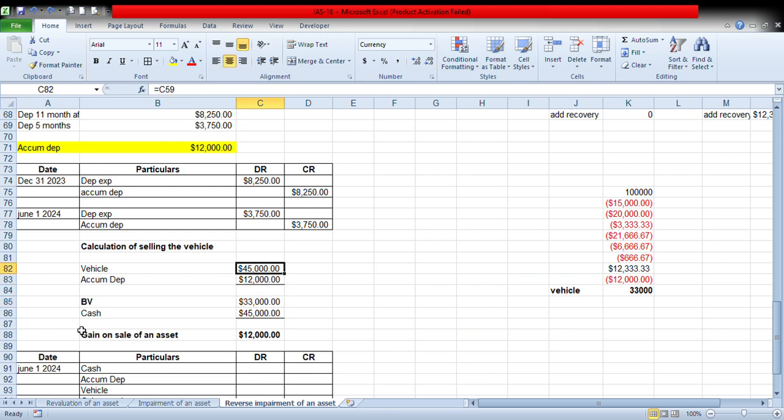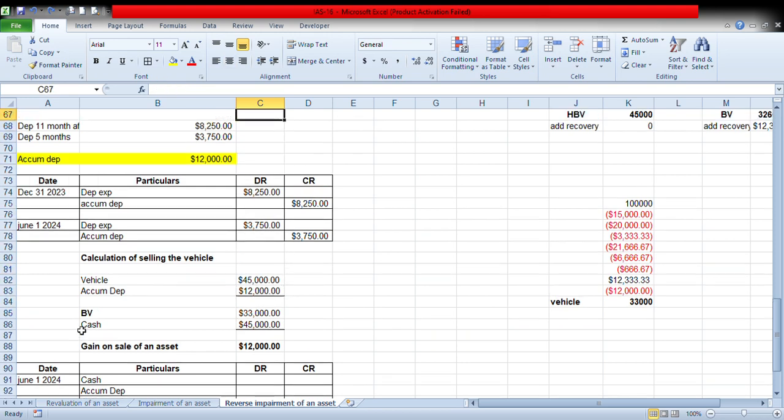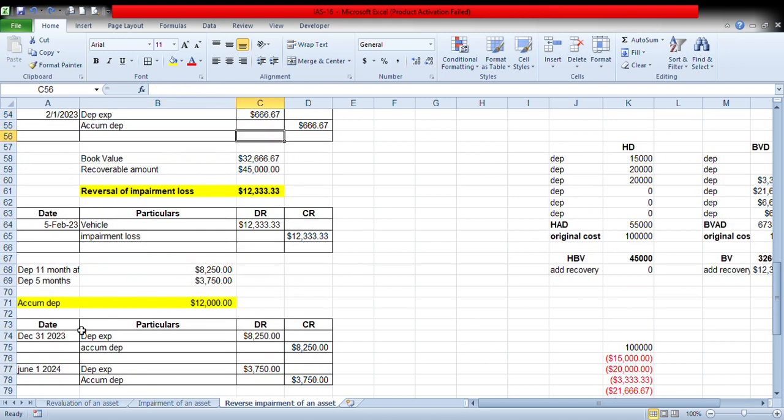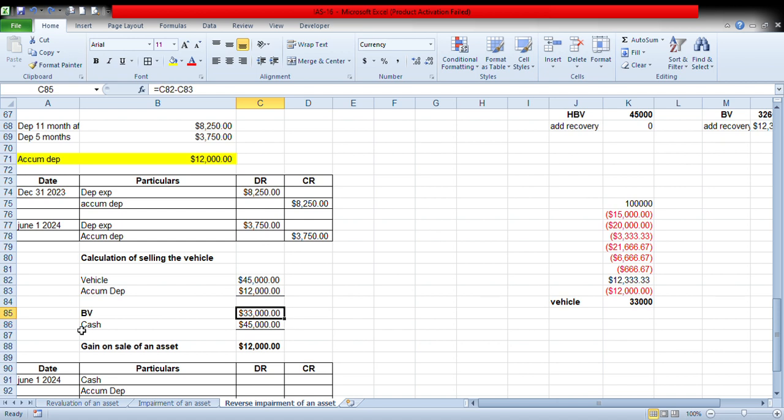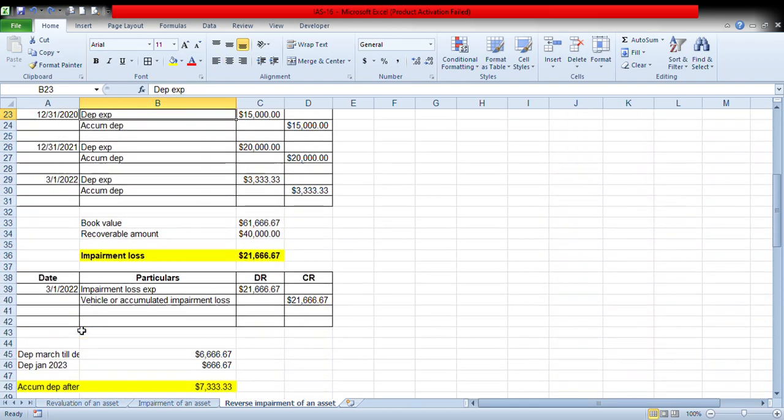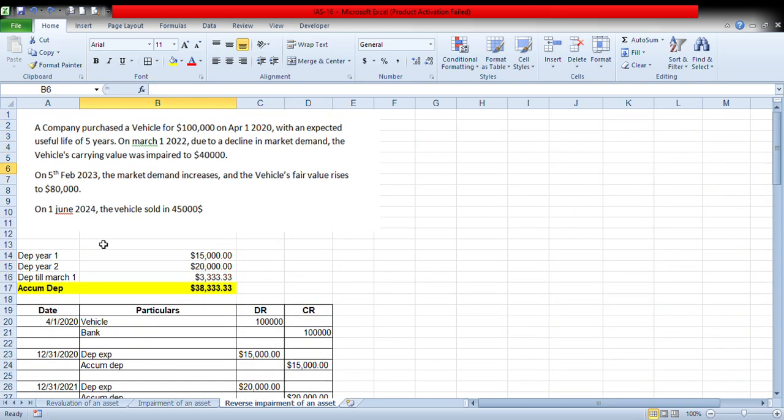So instead of the 45,000 vehicle amount, we need to take our current recoverable amount. Understand? So the book value of the asset, which we already calculated, is the same as this. Accumulated depreciation is 12,000, which is after the recoverable amount, which is 16 months depreciation, right? Okay, book value is this. Now cash, which we are receiving, as you know, 45,000 when we sell our asset. This is on June 1st, 45,000.